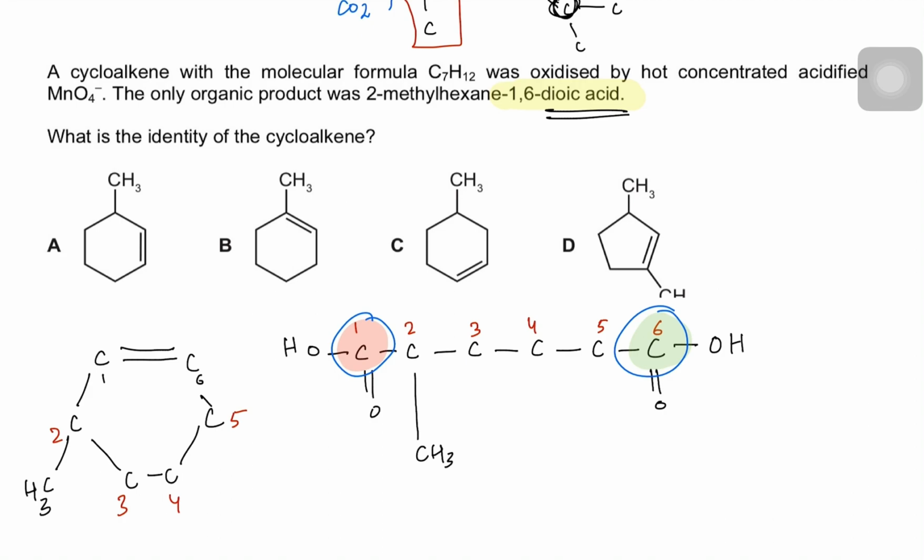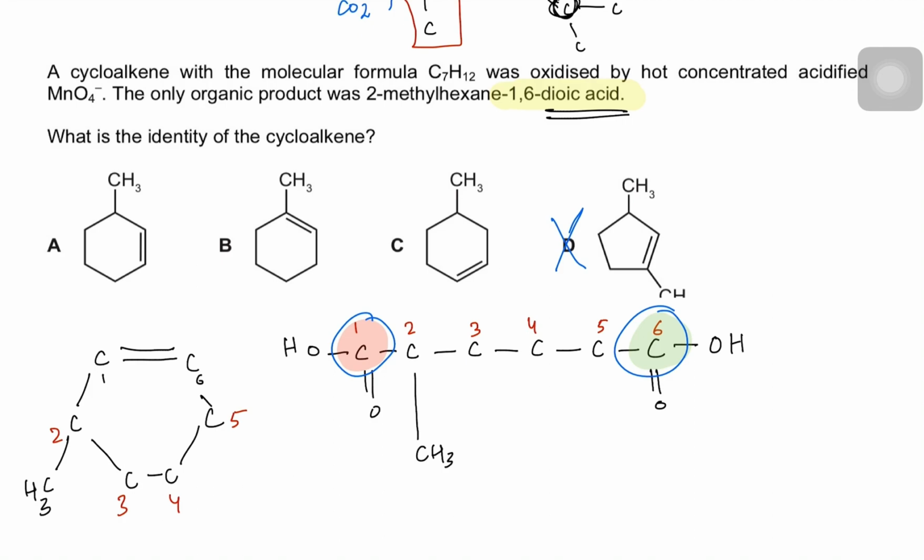Now let's talk about the options. The reactant, according to our calculation, has a 6 carbon cycle, so option D is totally wrong. Now option A, B or C.